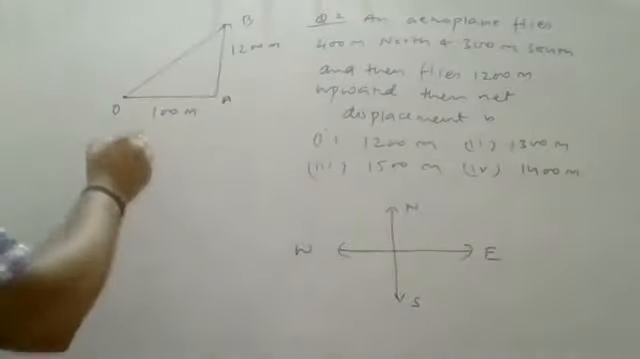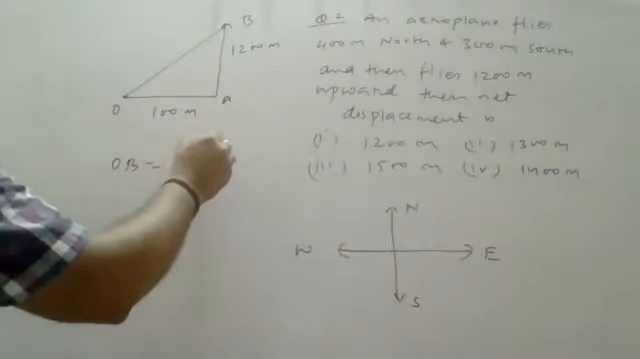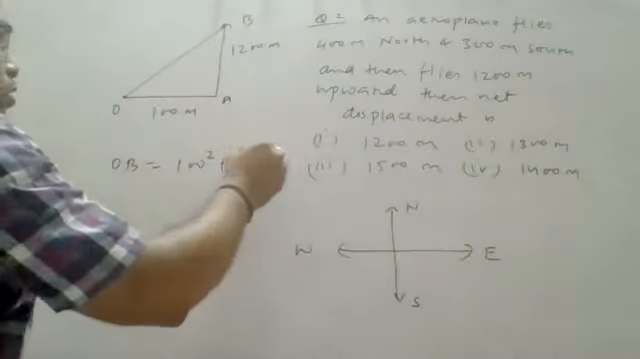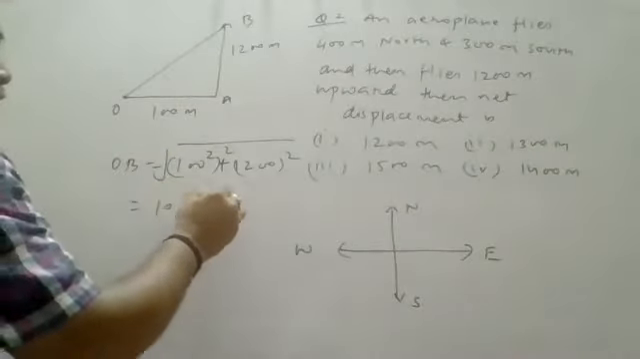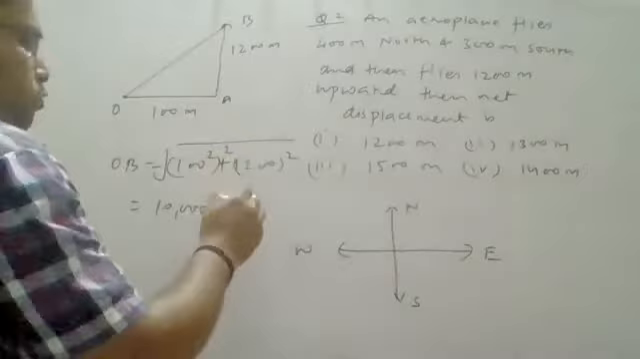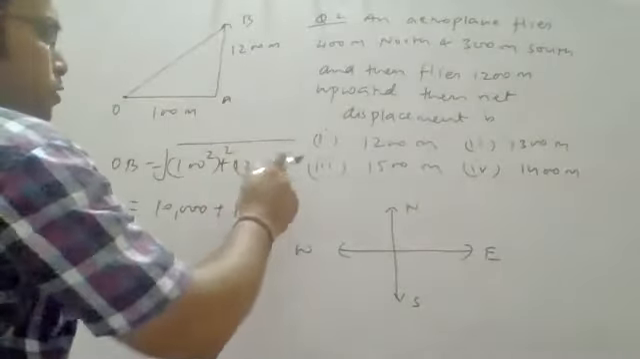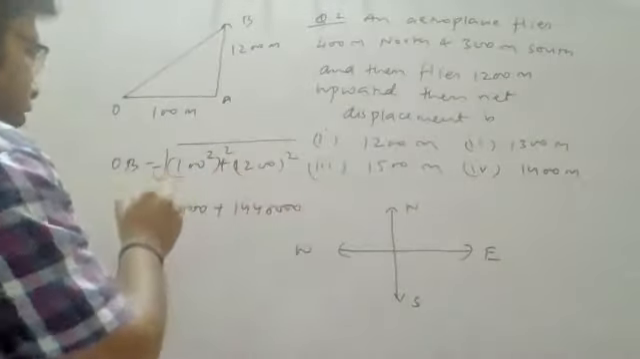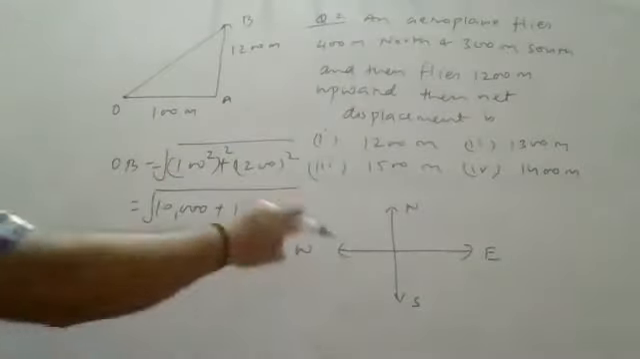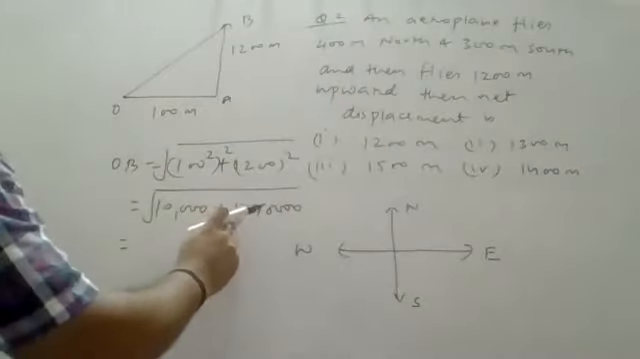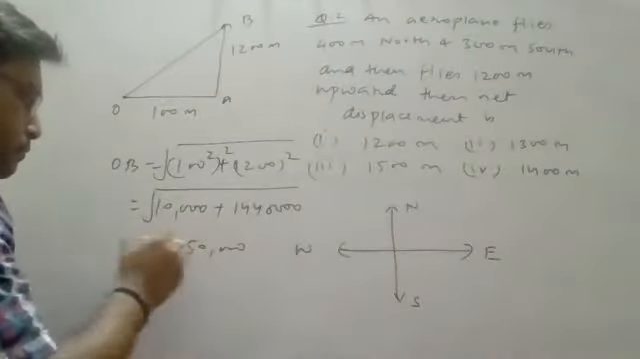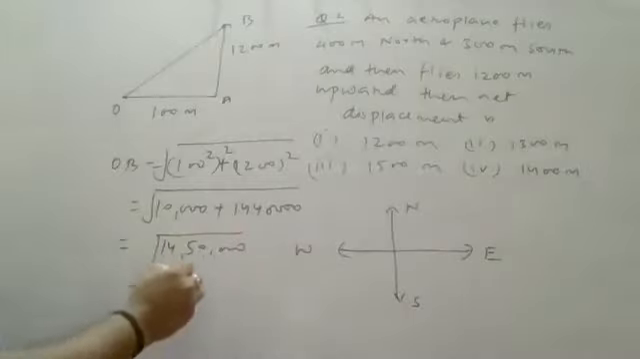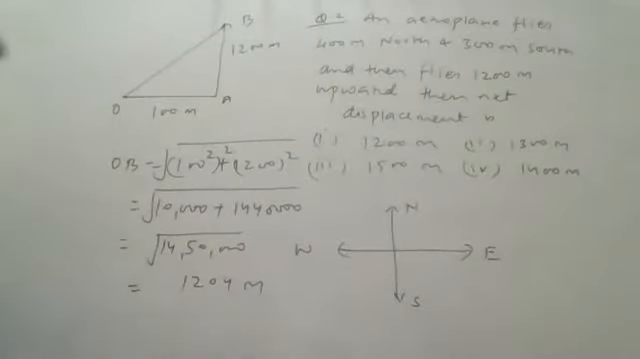Your OB. And what will be OB here? OB will be the square root of the square of 100 plus the square of 1200. If you are going to add it, square of 100 is 10,000, and square of 12 will be 144, so 1,440,000. Getting it? If you add, you get 1,450,000. And if you take the square root of it, you will get about 1204 meter.